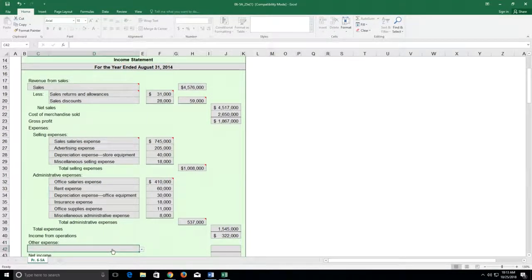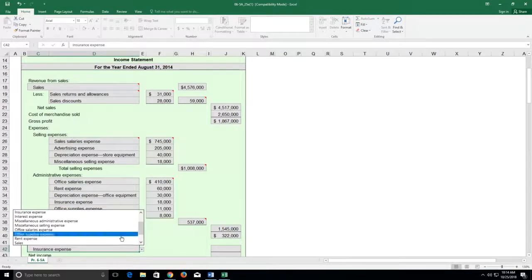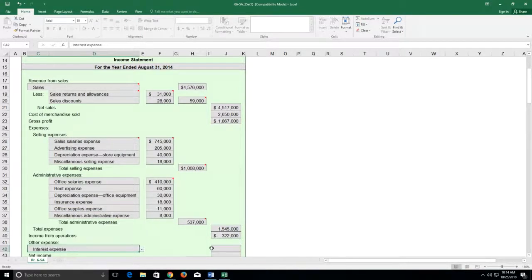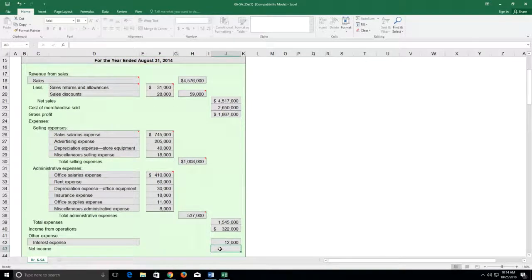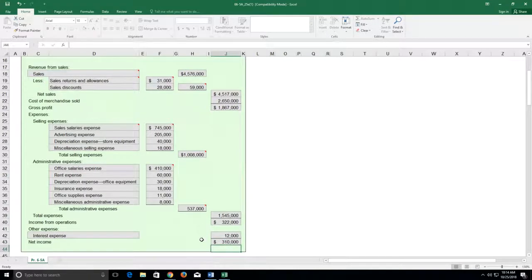So other expenses that we had, it says that we had an interest expense. So obviously some loan that we have is carrying a pretty nifty expense of $12,000. And so the difference between those two gives us net income of $310,000. That wasn't bad at all, was it?